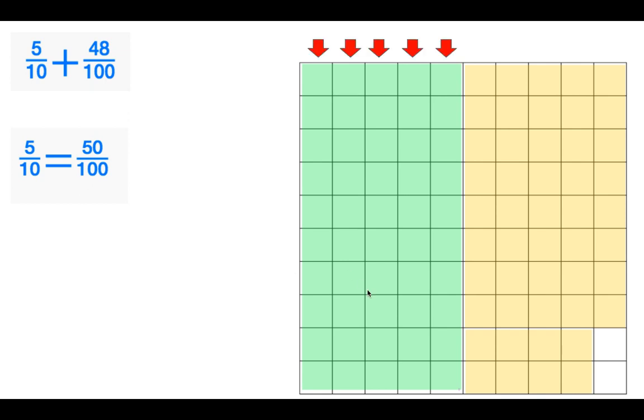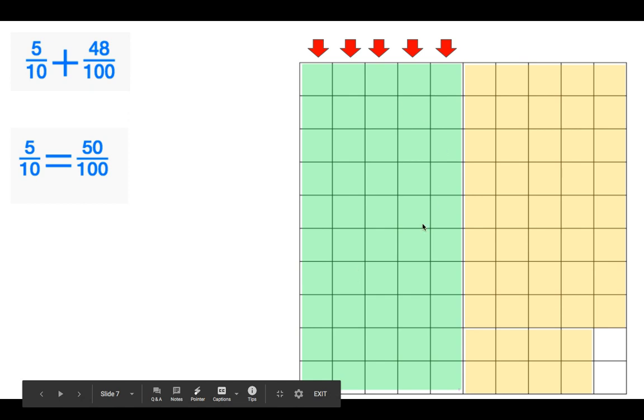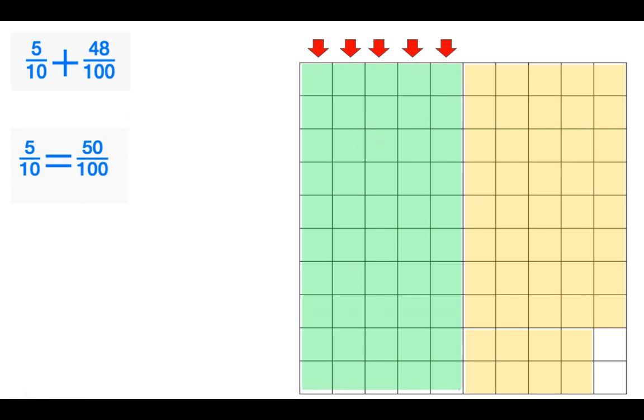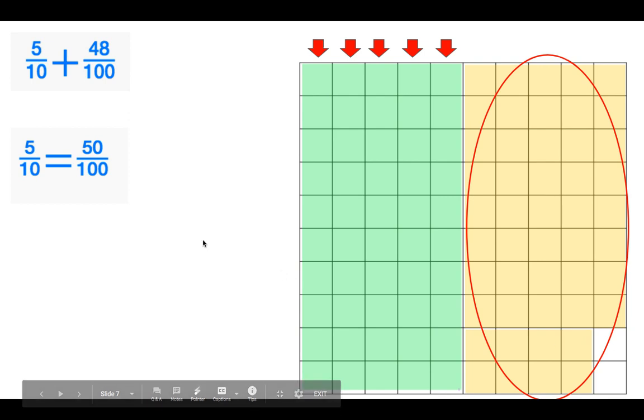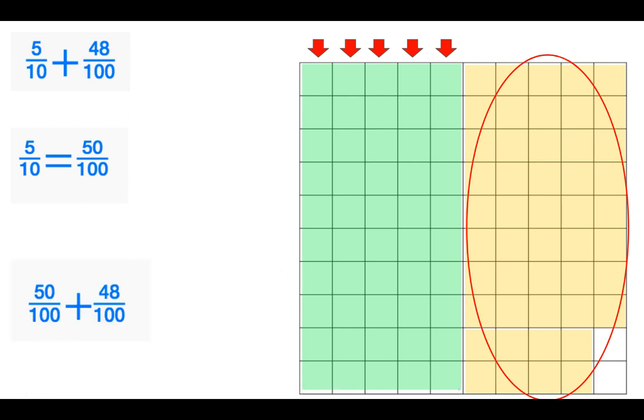Let's look at this picture to show this thinking. Everything shaded in green, we can think of as 5/10ths because 5 of the 10 columns are shaded. But we can also think about this as 50/100ths, which is what we want to do. We want to get that denominator of 100. This yellow portion represents the 48/100ths because we notice that 2 are missing. So now that we have 50/100ths and 48/100ths, they both have the same denominator. When we add them, we get 98/100ths.